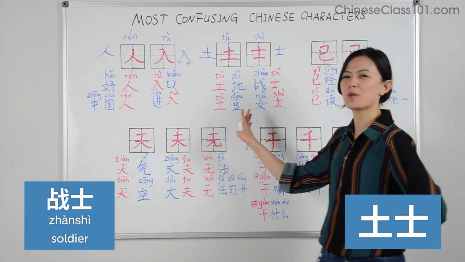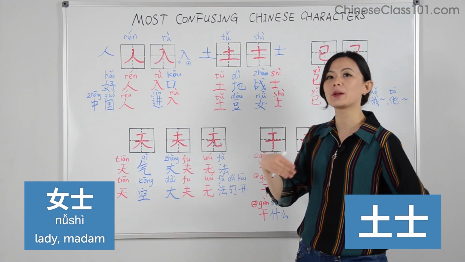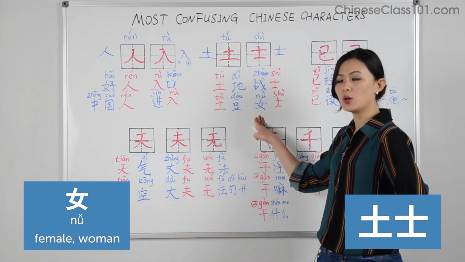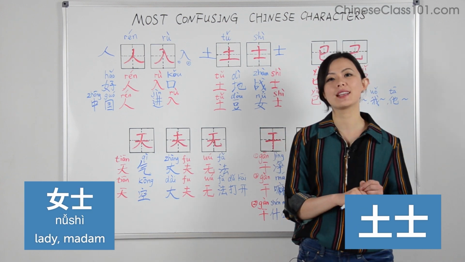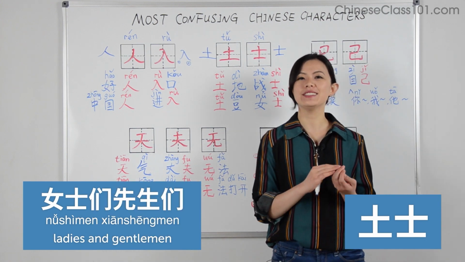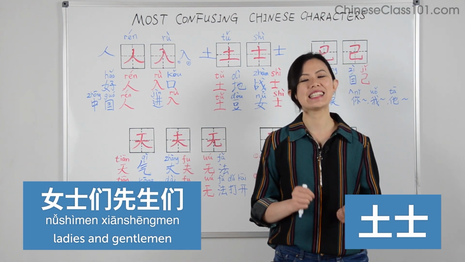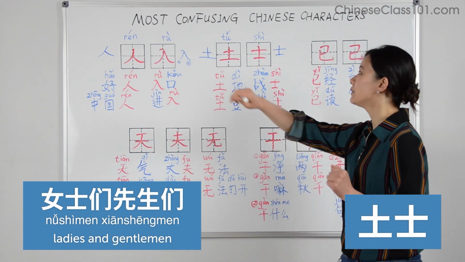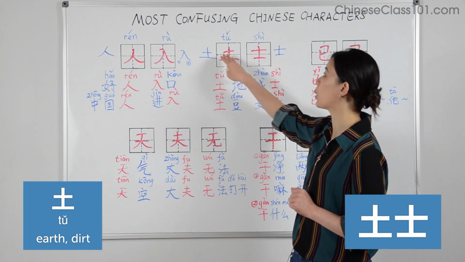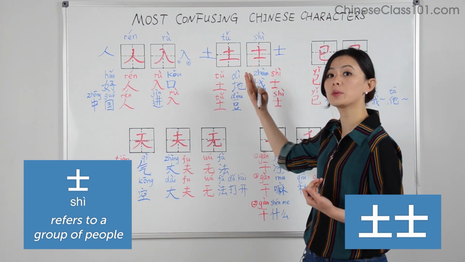Okay, another group of people is 女士. 女士 is a polite way to address ladies. 女 means woman or female. So 女士 together means lady or madam. To say ladies and gentlemen in Chinese is 女士们，先生们. So to recap, the one with the longer bottom line represents the earth. So 土. The one with a shorter bottom line is a certain group of people. 士.